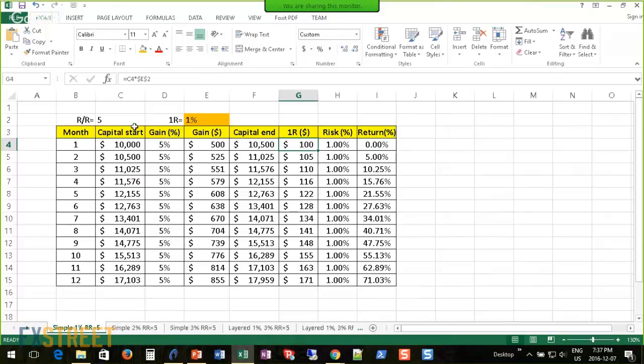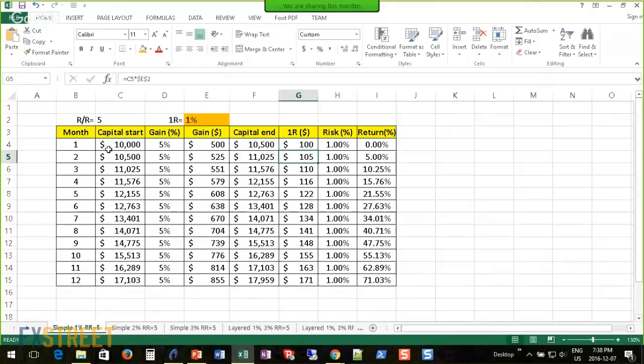So if every month we gain 5% on average, which means that some months could be 7, some 10, some 3, some even negative or 0, then on average we will get something which revolves around these numbers here. It should be a little bit higher. So the first month we have $500 in gain, 10,500, and the next month we risk 1% of that amount. So we risk a little bit higher, 105, and so on.